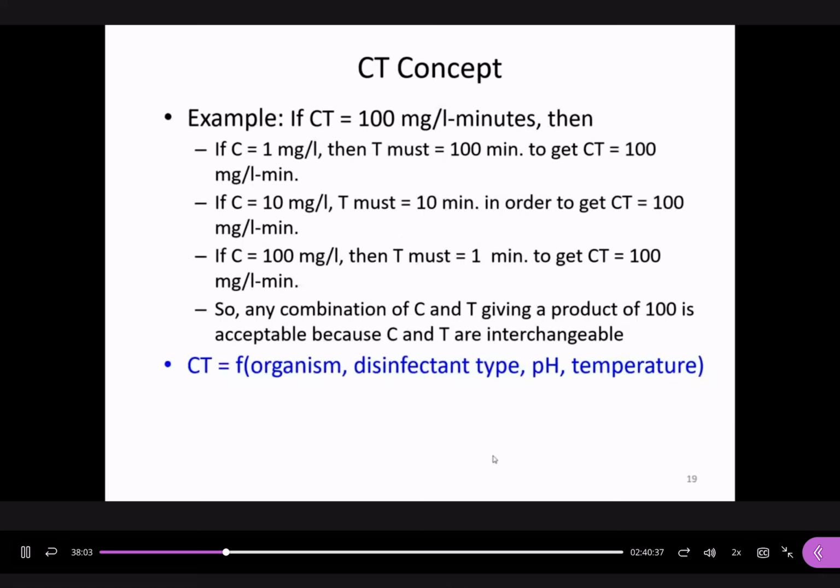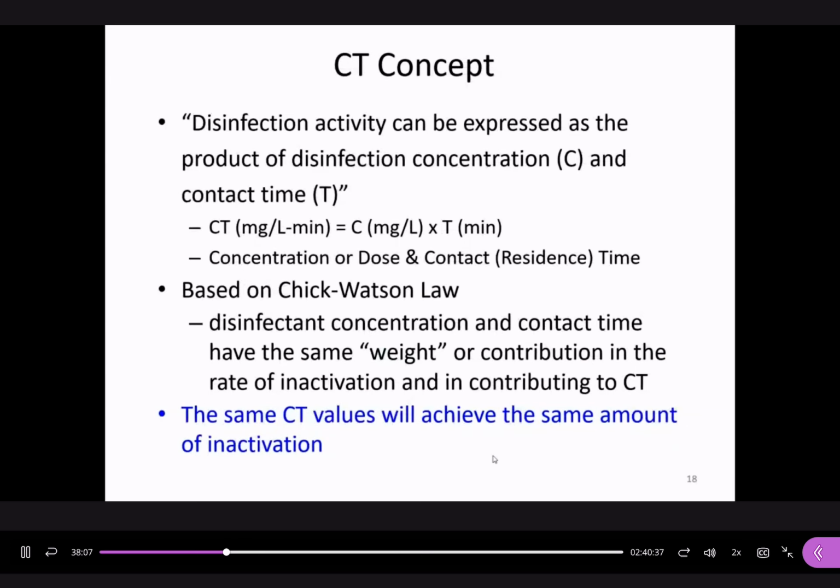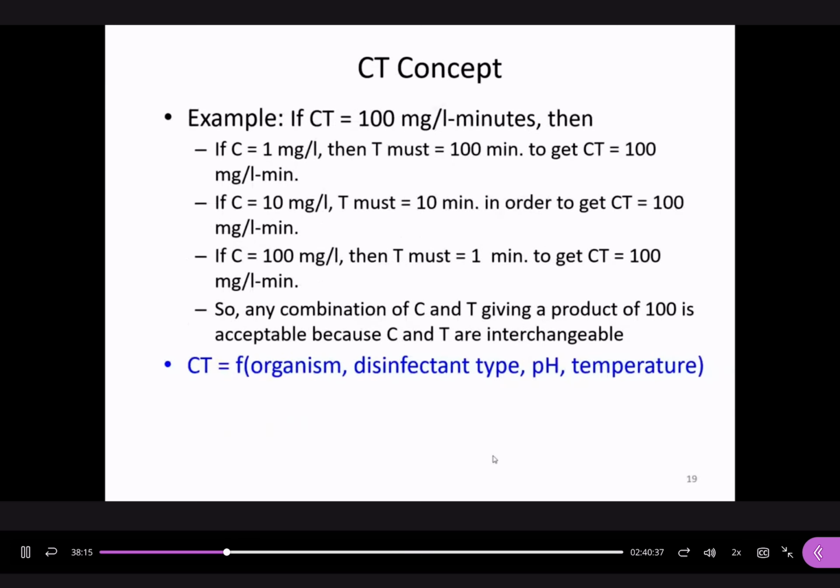All right, so this is a very simple example. Pay attention to the unit, milligram per liter times minute. Minute is a unit of time. So CT value is 100 milligram per liter minutes. If your concentration is 1 milligram per liter, then T must be 100 minutes. So CT value is 100. If concentration increases to 10, then you just need 10 minutes. If 100 milligram per liter, which is a very high concentration, you just need 1 minute. So any combination of C and T giving a product of 100 is acceptable, because C and T are interchangeable.